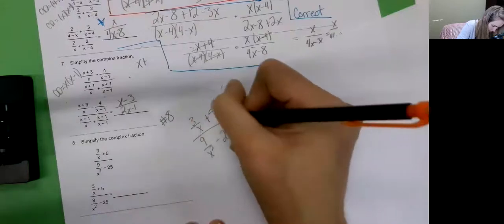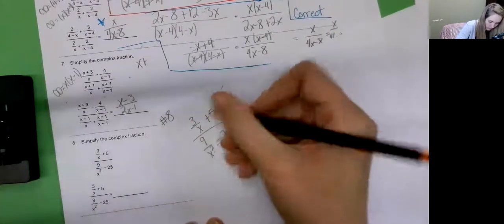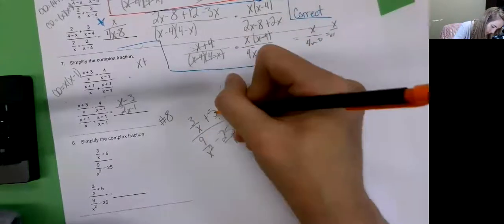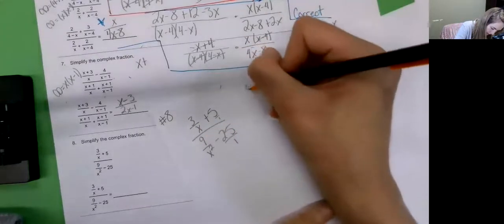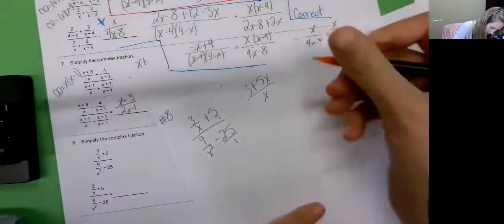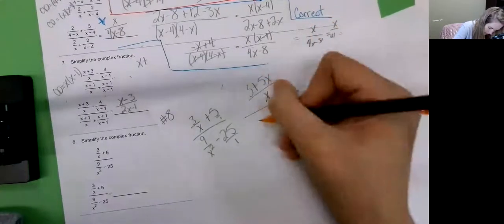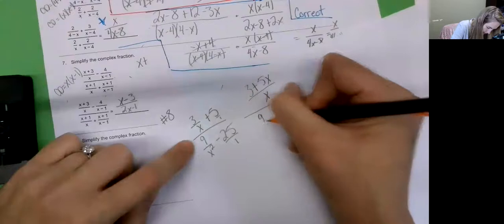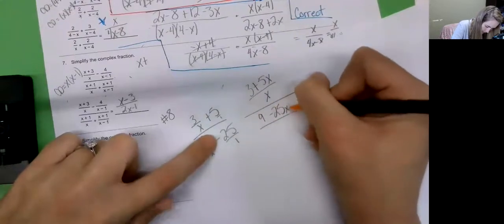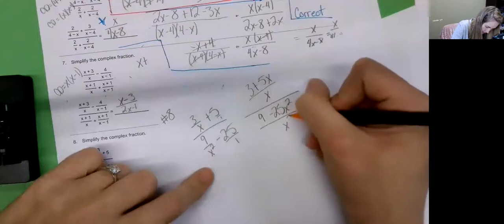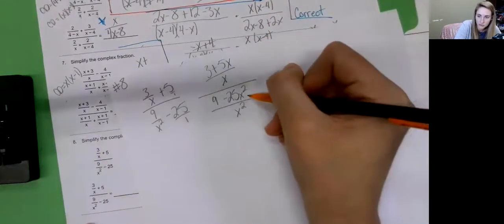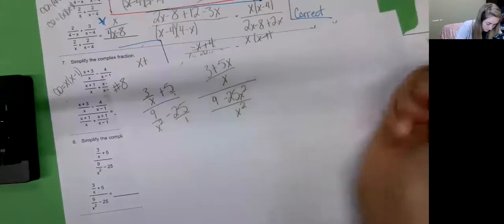So we have to get our common denominators first. So right here, our common denominator is going to be x. So we have to multiply this 5 by x. So we'd have 3 plus 5x over x. Same thing down here. This one's already over x squared, but we have to multiply the 25 by x squared. Now then, this is the difference of two squares, so it's going to factor out more.